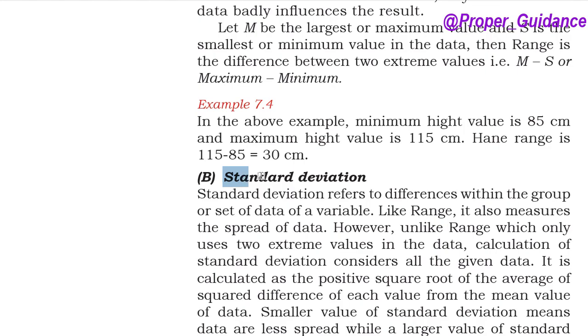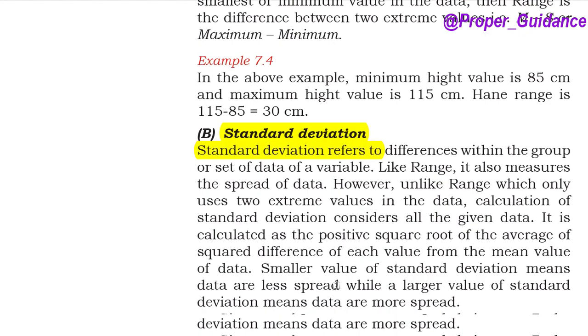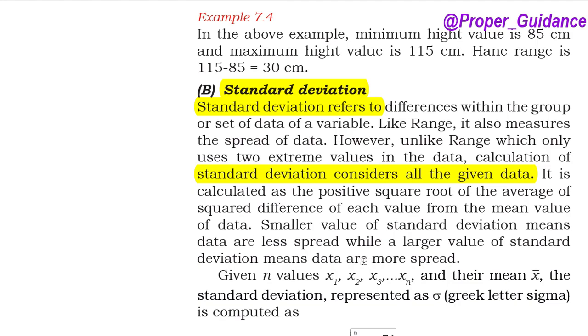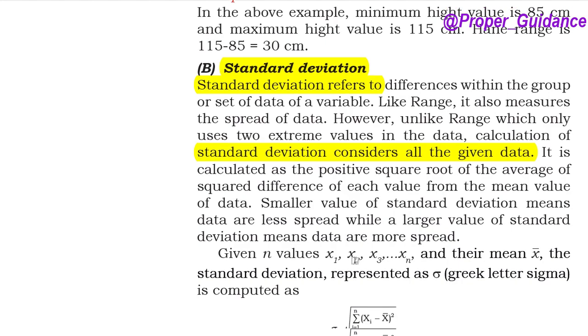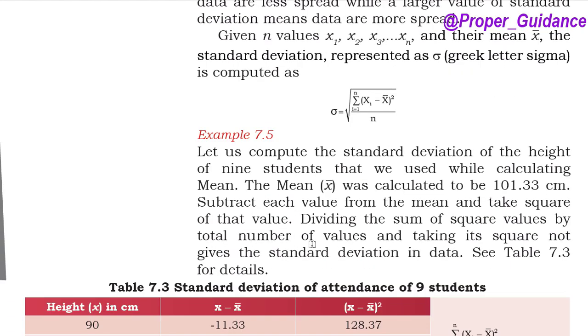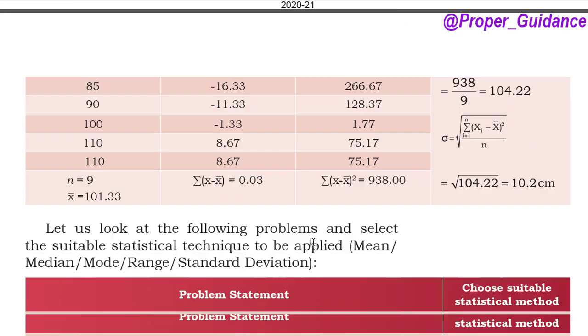And standard deviation refers to differences within the group or set of data of a variable. Like range, it also measures the spread of data. However, unlike range, which only uses two extreme values in the data, the calculation of the standard deviation considers all the given data. It is calculated as the positive square root of the average of the squared difference of each value from the mean value of data. A smaller value of standard deviation means data are less spread, while all these things. This is the basic formula, and we get some knowledge from here.